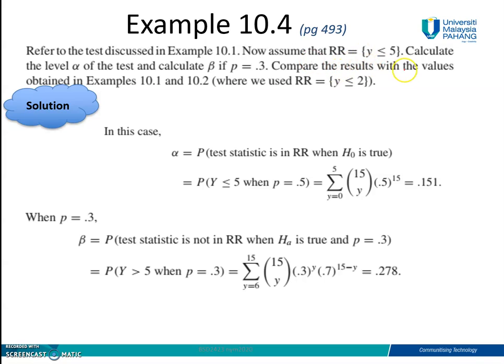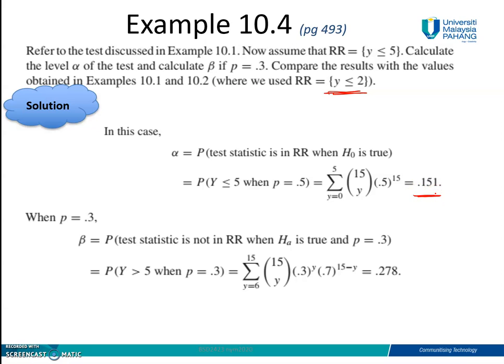And then compare the result with the values obtained in example 10.1 and 10.2, where we use the rejection region y less than or equal to 2. Alright, so now we look at when we have y less than or equal to 5, and the first one is p equal to 0.5. So we calculate alpha. Here you can see that you have y from 0 until 5. When you look at the table or you calculate, you will get 0.151.